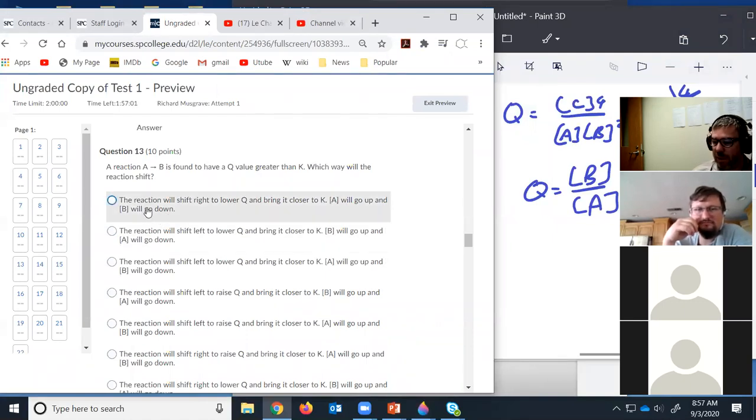So let's look at the first one here. The reaction will shift right. Well, let's see. Will the reaction shift right? So Q is going to be greater than K, and that's what we're told here. That means that... I think it's the second one. You think it's the second one? Okay. The reaction will shift to lower Q, bring it closer to K. B will go up, and A will go down. You think that's the right answer, huh?